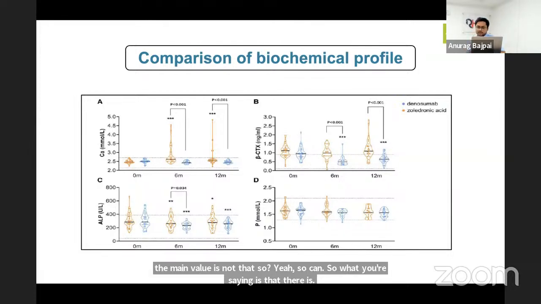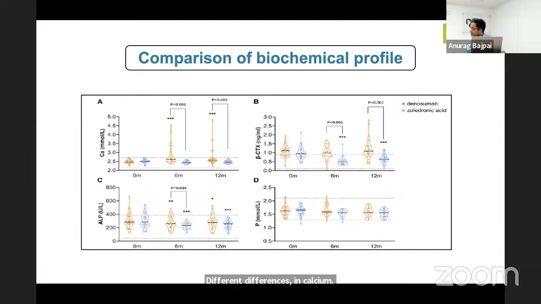What about other parameters? There is a decrease in the bone resorption markers, that is beta CTX level, and also there is a significant change of ALP level both in the zoledronic acid group as well as the denosumab group. So they have come down. ALP level has come down.